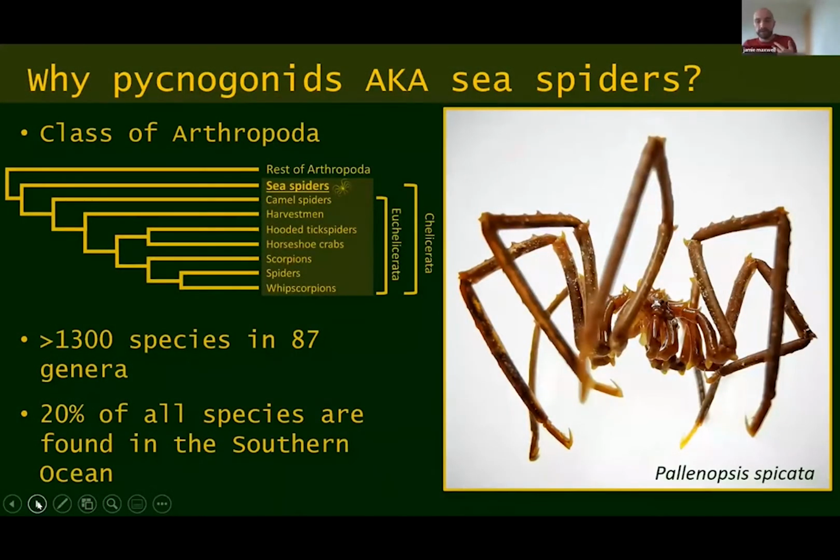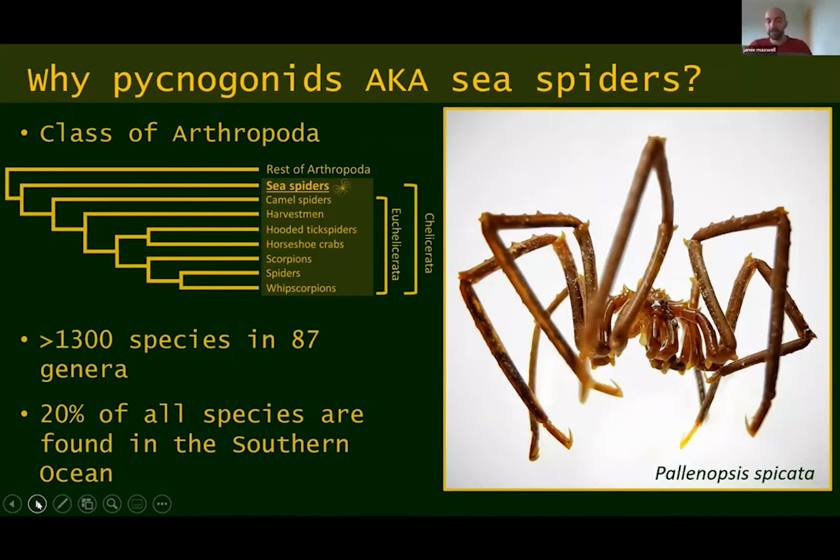So before I go into methods, I just want to introduce sea spiders, or pycnogonids, for those of you who don't know. So they're a class of arthropods, and they are Chelicerata. They're a sister group to all Euchelicerata, which includes land spiders, scorpions, and horseshoe crabs. They're found globally, they're found in every ocean, and there's over 1,300 species, which are in 87 genera.